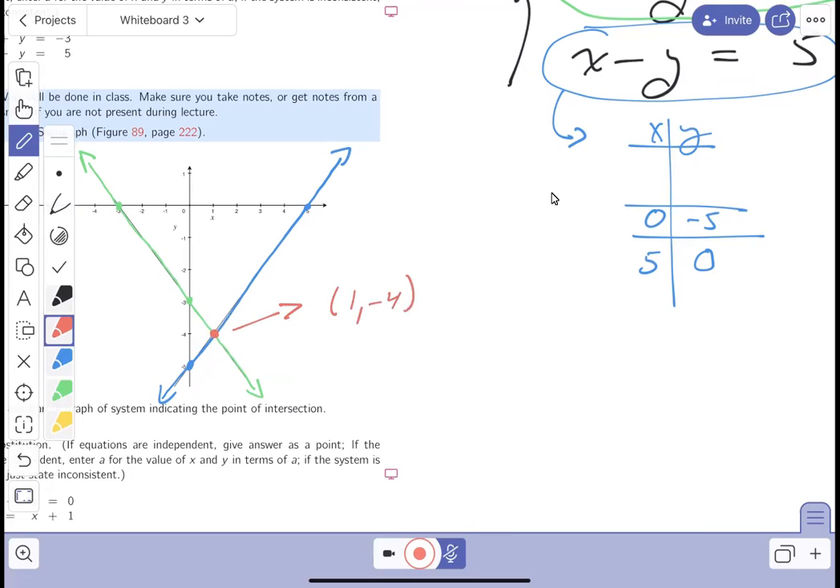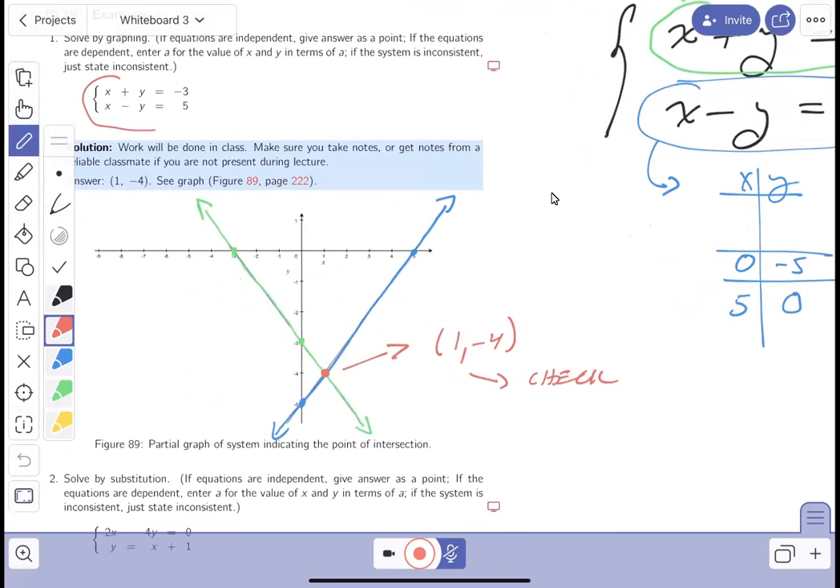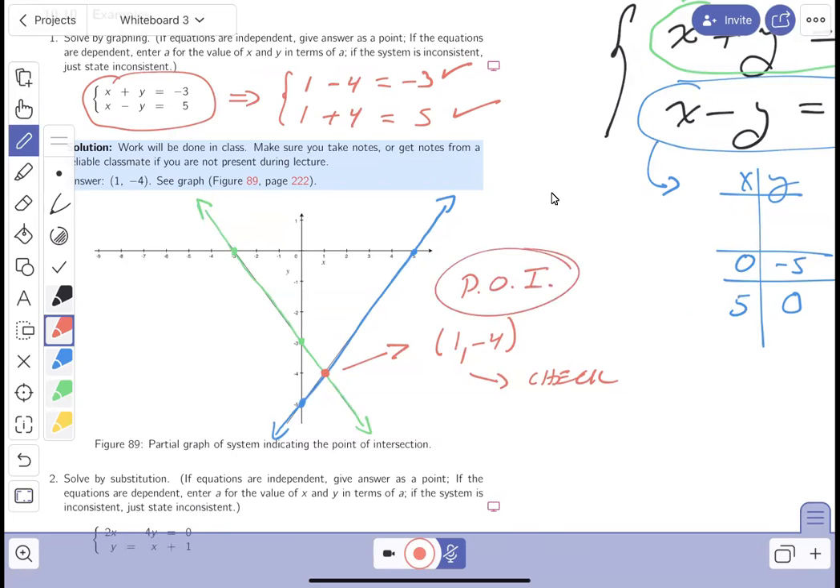What I need to do is check it. And where do you check it? You always check back in the original system. This is the original system. I want to check it right over here. I'm going to see if this makes any sense at all. So if x is 1, the first equation would become 1 minus 4. And that, in fact, does equal minus 3. That's good, but it must work in both cases. What's the second one going to be? 1 minus a minus 4, which is plus 4. And that also is correct. So I know this is the point of intersection. All right, let's go to the next one.